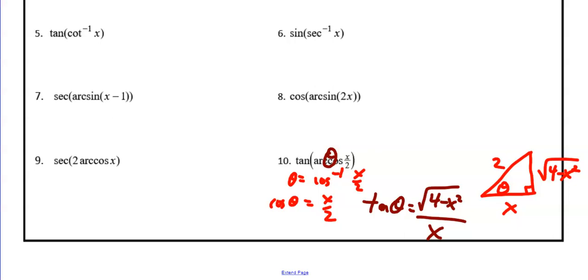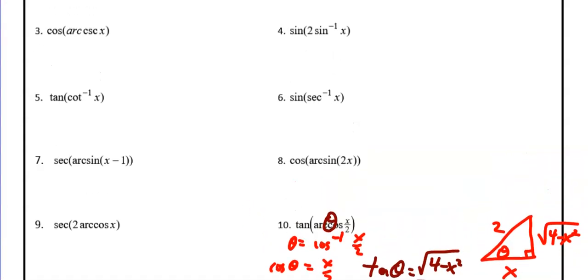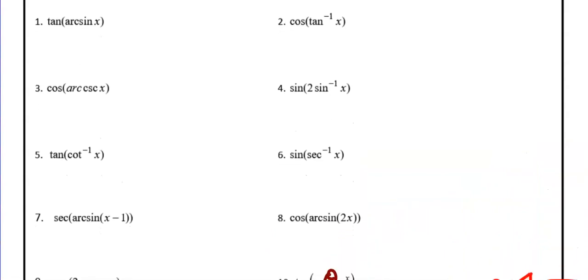So let's look at question number 9. Let's keep the challenge going here. Actually, let's do one more that's a little bit more. Let's do question number 4 first, a double angle one, and then we'll get to the secant double angle one. So let's look at this one.